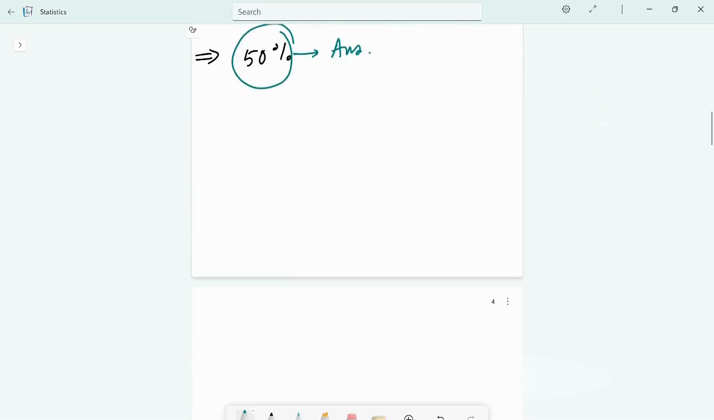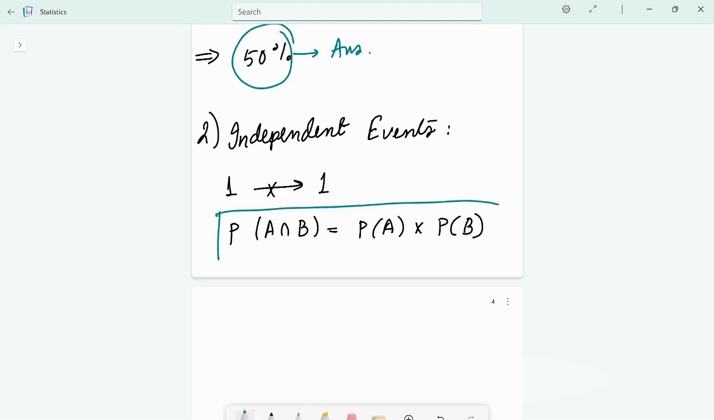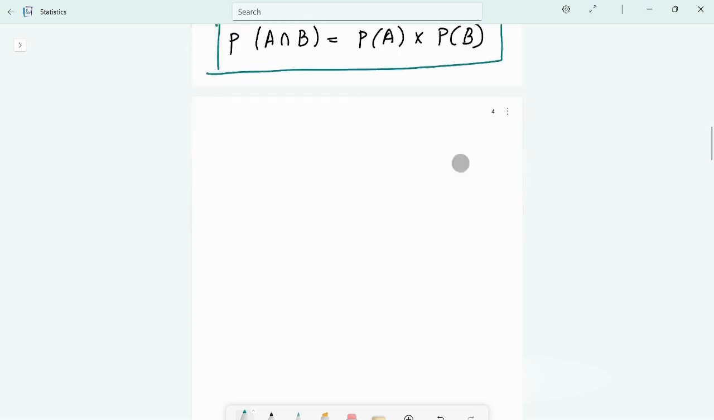All right. Now coming to our next concept, which is independent events. Two events are independent if the result of one does not affect the other. The formula of this is P of A intersection B equals P of A times P of B. This is our formula. We will understand this formula with an example. Let's take the example.